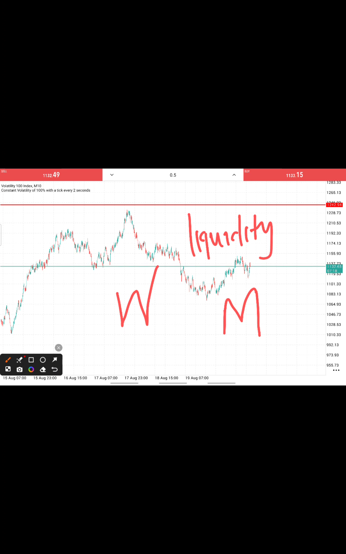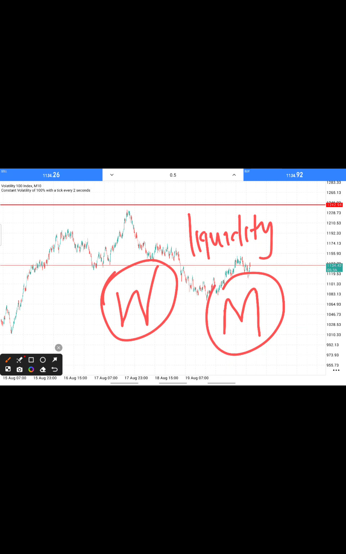Now we have three types of liquidity. We have internal liquidity, external liquidity. I've forgotten the third one, but I know two: internal liquidity and external liquidity. Now go and read extensively about that liquidity. It's not everything that I'm going to teach you. Now I'm going to teach you how to use this M pattern and W pattern, and I'm going to be showing you on your chart to spot liquidity.